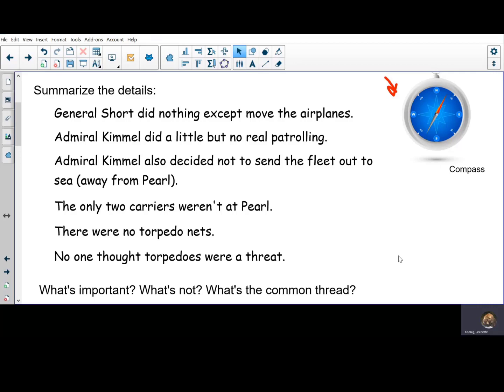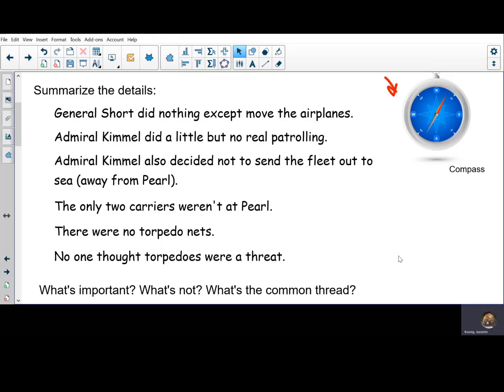Now we need to decide which ideas are really important and which are not, and then we need to figure out what the common thread is for the important details. This one took me a bit of pondering, but I ended up separating the details into 3 categories. So the first category is what did General Short do? Then there's what did Admiral Kimmel do? And then there's that little bit extra about the torpedo nets, which it said was the Navy Department's responsibility.